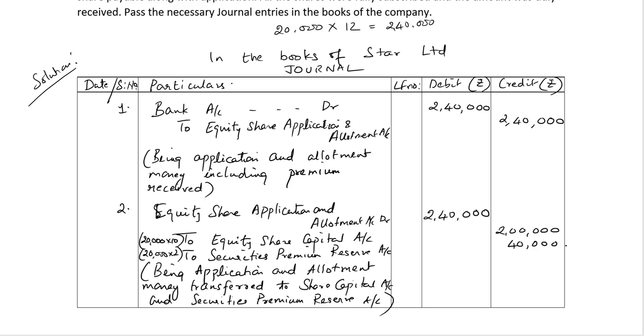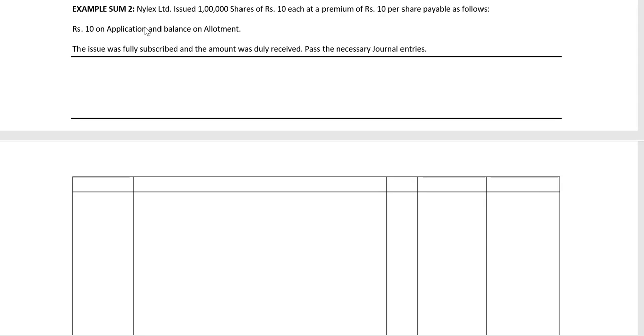Next, let's go to example sum 2. Example sum 2. Nilex Limited issued 1 lakh shares of rupees 10 each at a premium of rupees 10 per share, payable as follows: rupees 10 on application and the balance on allotment. The issue was fully subscribed and the amount was duly received. Pass the necessary journal entries.